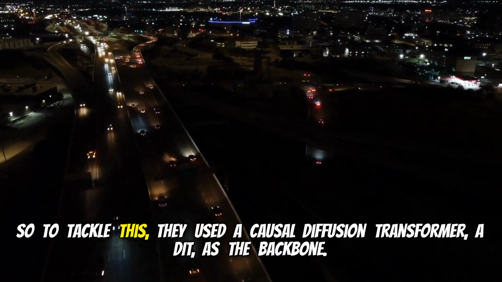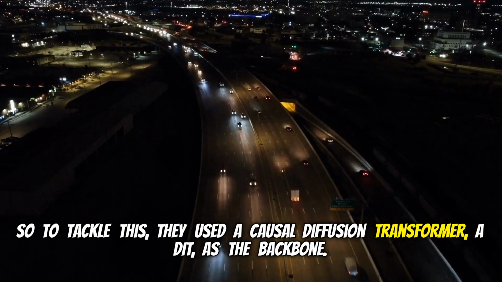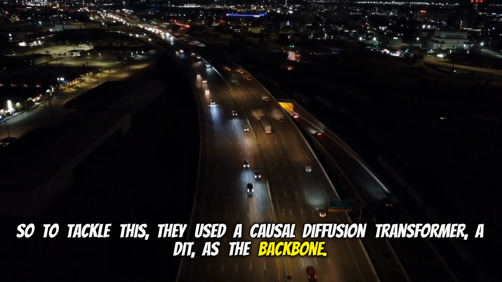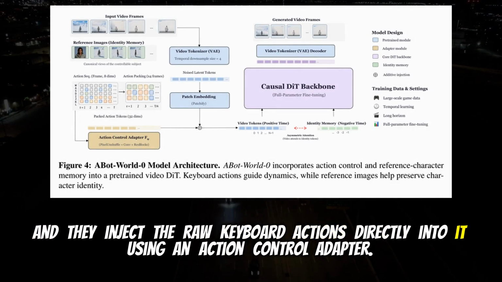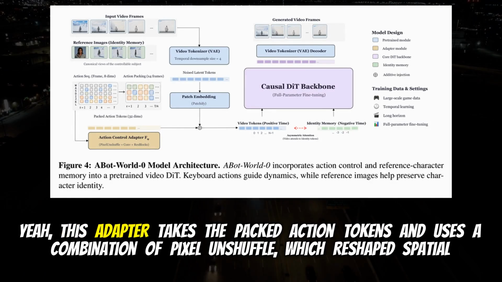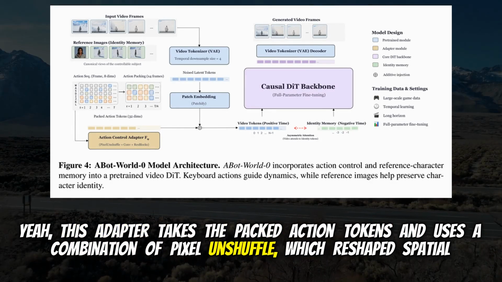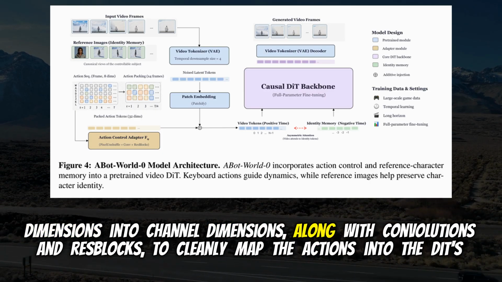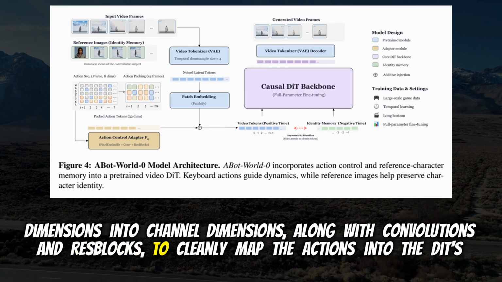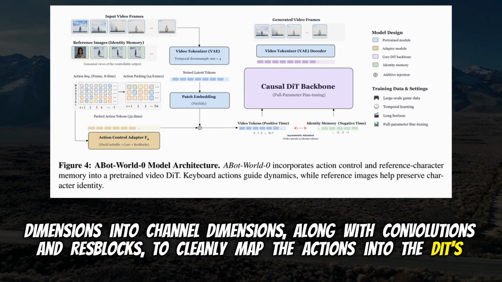So to tackle this, they used a causal diffusion transformer, a DiT, as the backbone. And they inject the raw keyboard actions directly into it using an action control adapter. Yeah, this adapter takes the packed action tokens and uses a combination of pixel unshuffle, which reshapes spatial dimensions into channel dimensions, along with convolutions and ResNet blocks, to cleanly map the actions into the DiT's latent space.